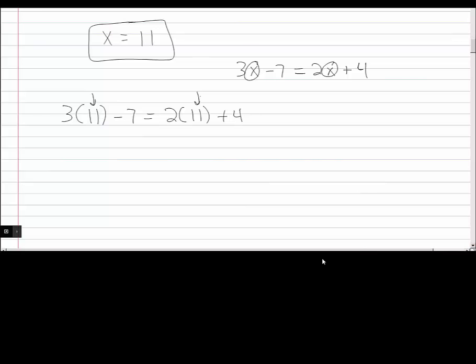All right, so let's simplify this now. On the left side here, you want to multiply before you subtract. 3 times 11 is 33, so this would be 33 minus 7. On the right side, you want to multiply before you add. 2 times 11 is 22, then plus 4. And now 33 minus 7 would be 26. And then 22 plus 4 is also 26. So the left and the right side are equal, and we can say that our solution x equals 11 is correct.